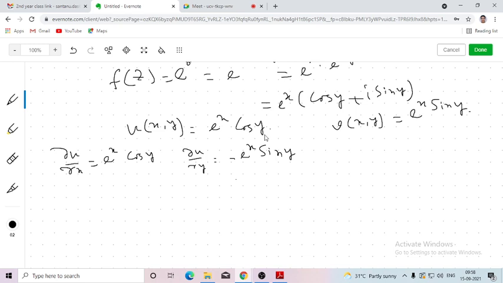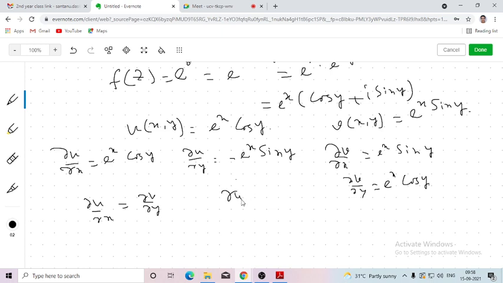The terms which contain y will be differentiated partially with respect to y, so that is minus sin y. And del v del x, in the same manner you can find, is e to the power x sin y, and del v del y will be e to the power x cos y. Now here del u del x is equal to del v del y, and del u del y is equal to minus del v del x. So these two conditions are valid, so the first condition is satisfied. That means the function is satisfying the Cauchy-Riemann equations.